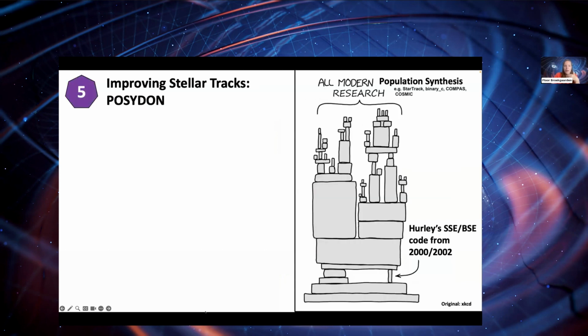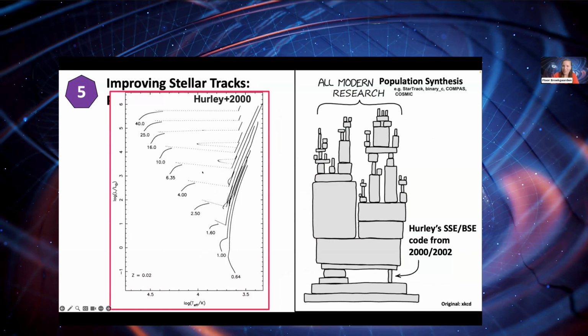At the same time, we're also improving the stellar evolution. One example is that many of the past codes have always used the same stellar evolution tracks. So even the same tracks for how a star evolves, just a single star, how it changes over its life, etc.